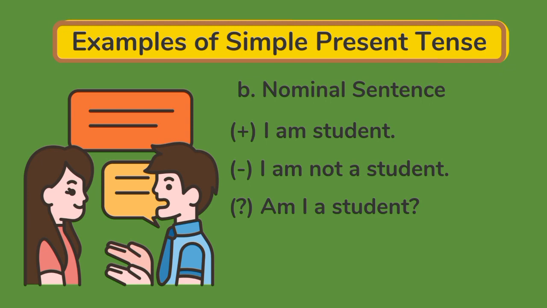In the negative form, the example is: I am not a student. I as a subject, am as a to be, not plus a student as a complement. Then, in the interrogative form, the example is: Am I a student? Am as a to be, I as a subject, and a student as a complement.